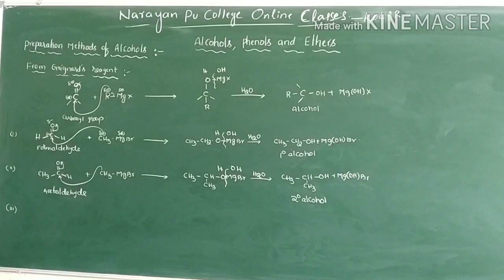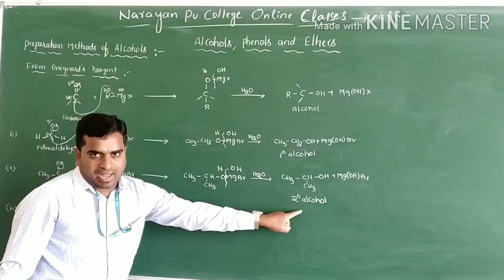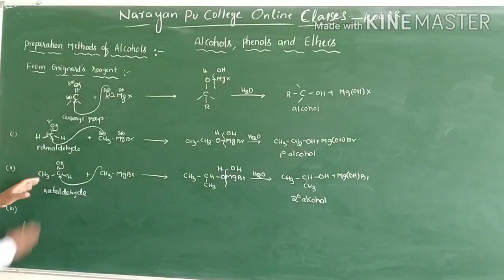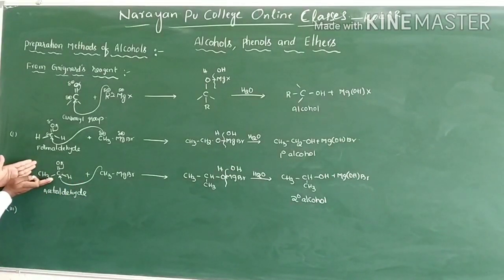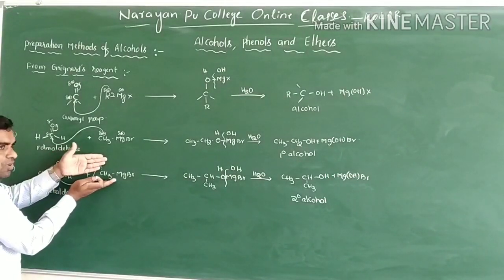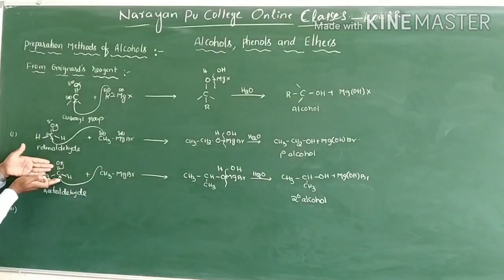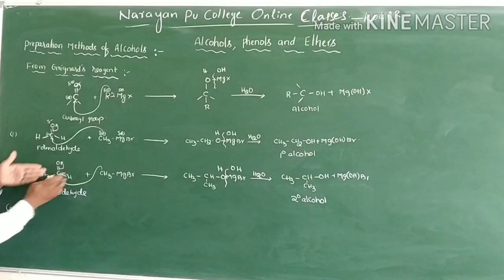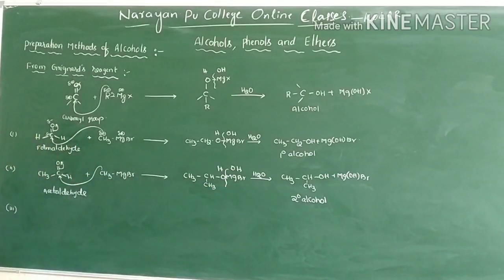The third one is ketones. These two are aldehydes. Formaldehyde gives a primary alcohol. Any aldehyde other than formaldehyde gives a secondary alcohol. Because if you take an aldehyde, there will be one alkyl group, and another alkyl group will come from the Grignard reagent. So two alkyl groups will be added to the carbon of the CO. Then automatically you get the secondary alcohol.